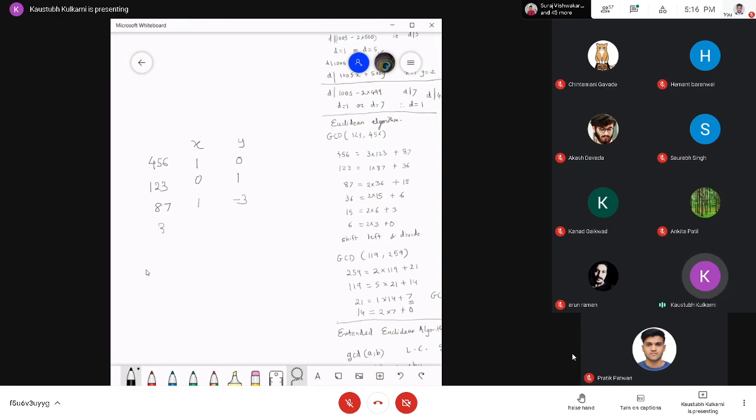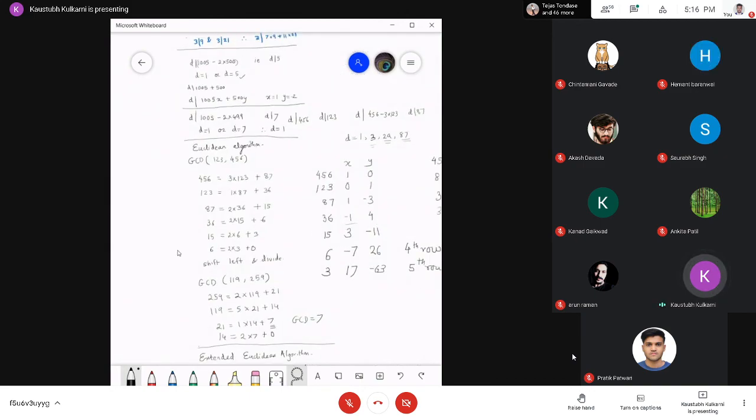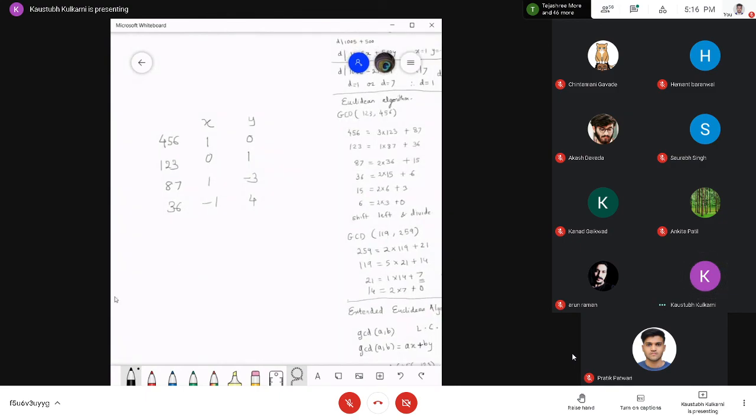Now for the next remainder, that is 36, it will be row of 123 minus the row of 87, which gives minus 1 and 4. Now 15 is the next remainder. Row of 15 is row of 87 minus 2 times the row of 36. So 1 plus 2 becomes 3, and minus 3 minus 8 becomes minus 11.